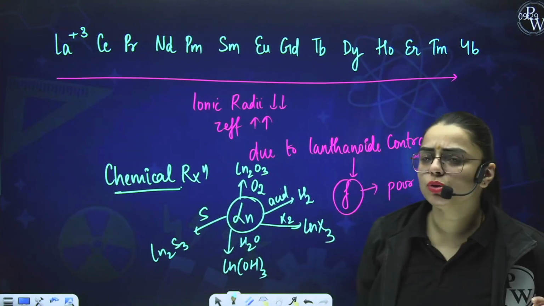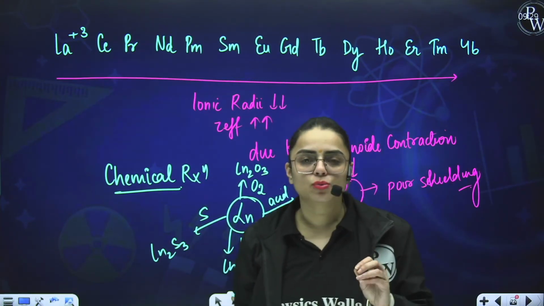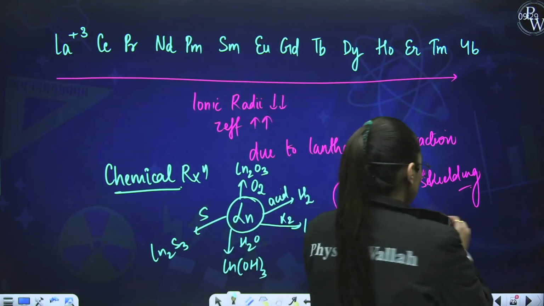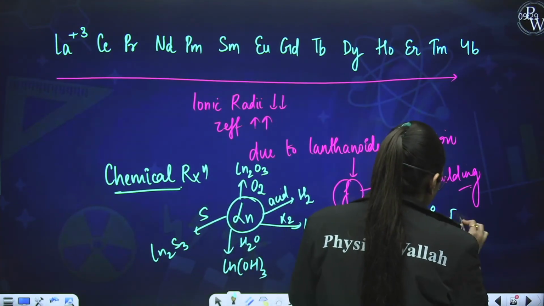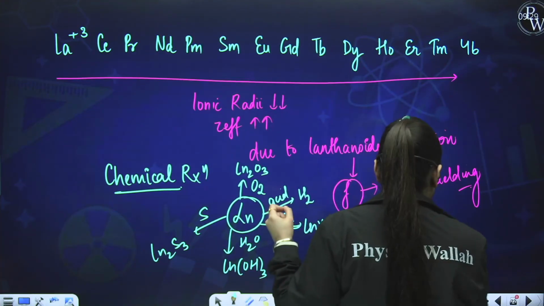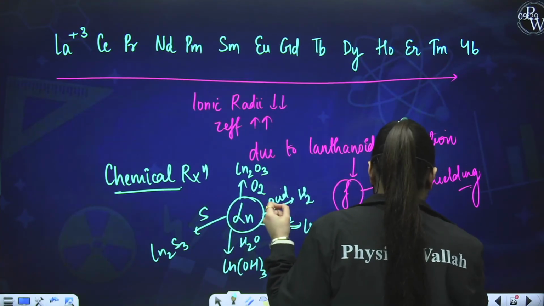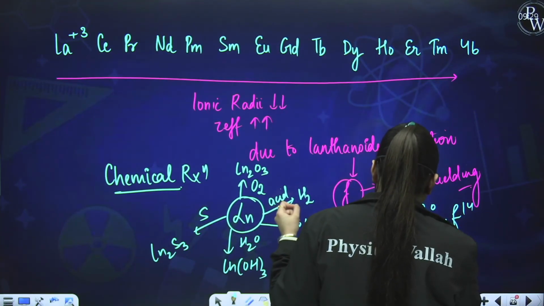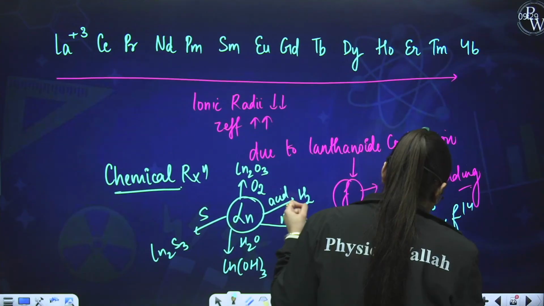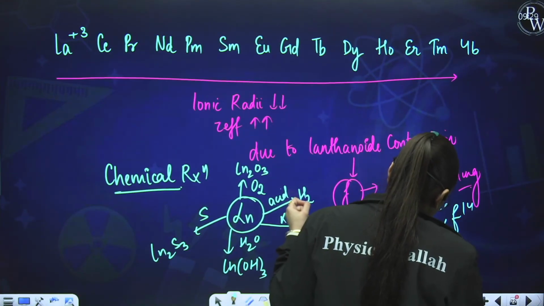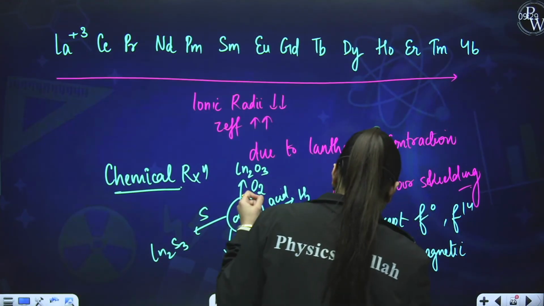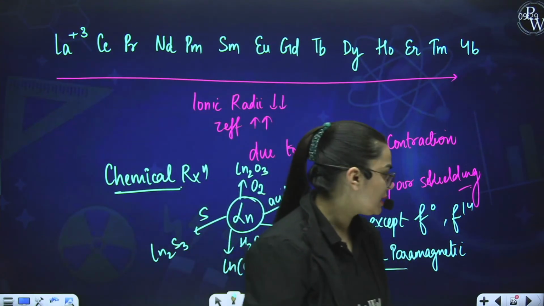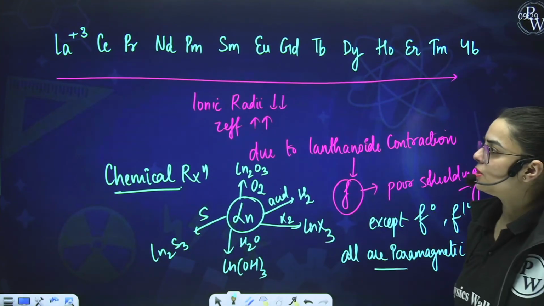Also, one more thing, students, you can say that all the compounds are paramagnetic in nature, but not when there is f0 configuration and when there is f14 configuration. Except these, all are paramagnetic in nature, right, students? Great. Is it clear? Is it clear, students?